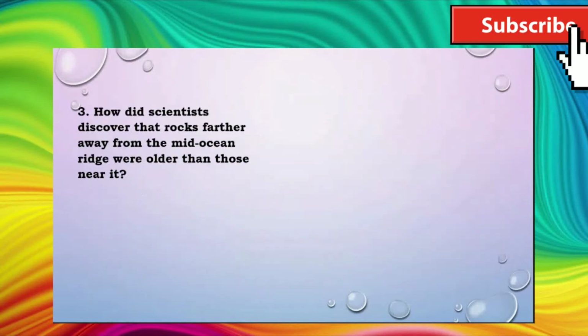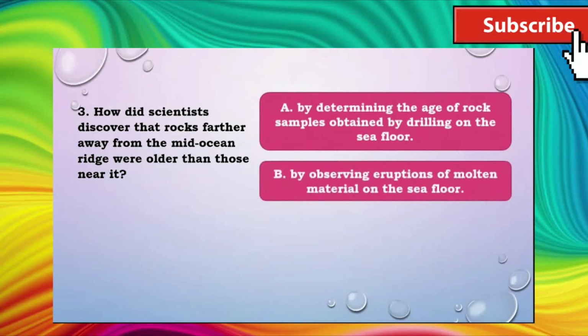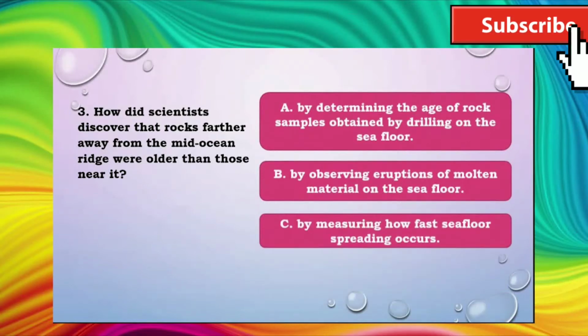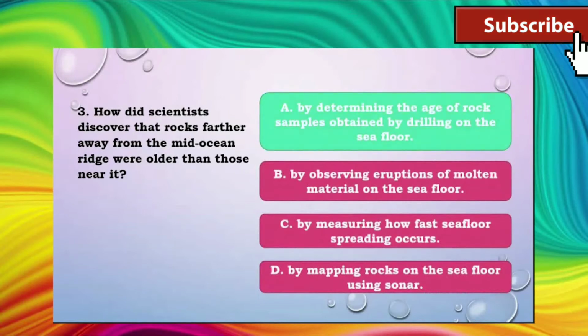Number 3. How did scientists discover that rocks farther away from the mid-ocean ridge were older than those near it? A. By determining the age of rock samples obtained by drilling on the seafloor. B. By observing eruptions of molten material on the seafloor. C. By measuring how fast seafloor spreading occurs. D. By mapping rocks on the seafloor using sonar. Think of your answer. The answer is letter A.